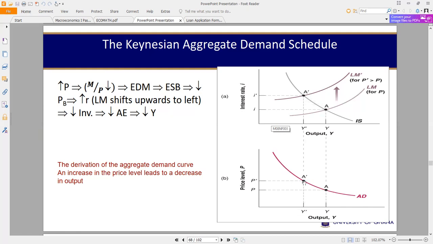So when we join these 2 points, A and then A prime, we get a downward sloping curve called the aggregate demand curve. And it's telling us about the relationship between price and then the output level. And because the curve is downward sloping, it means there's a negative relationship between price and the output level. Whenever there's an increase in price, we should expect a reduction in output. And whenever there's a decrease in price, we should expect an increase in the output level. So this is how we derive the aggregate demand curve. Please, I hope we understand.